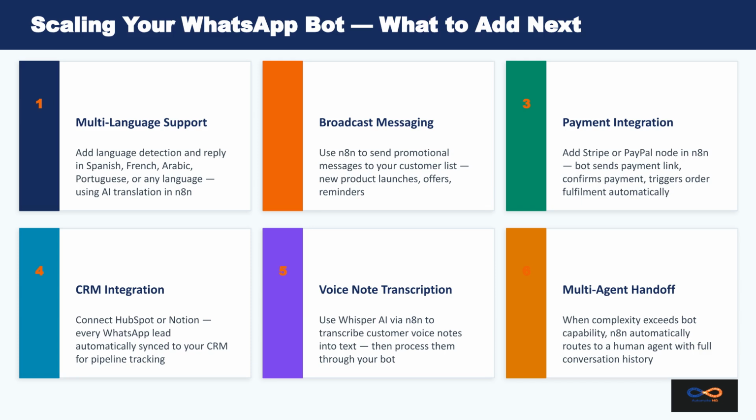Stripe or PayPal integration means customers can pay directly through WhatsApp without leaving the chat. CRM Sync keeps your sales pipeline up to date automatically. Voice note transcription handles customers who prefer sending audio messages. And multi-agent handoff ensures no customer ever gets stuck with the bot when they need a human. Let us bring everything together into a clear summary.